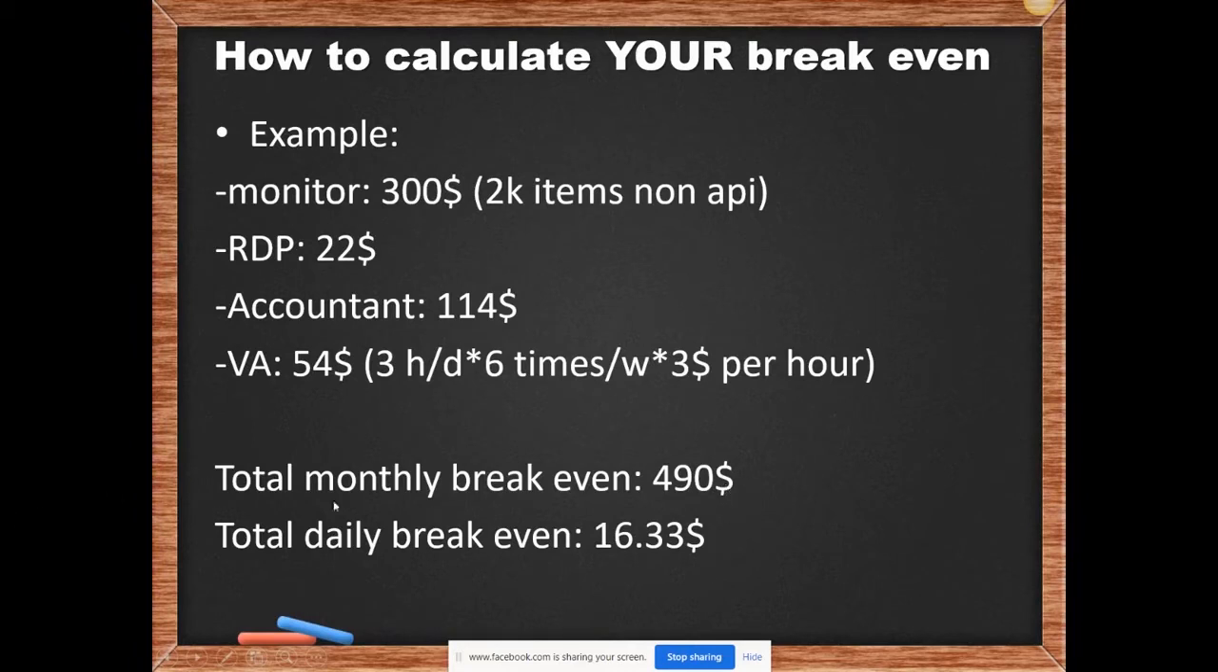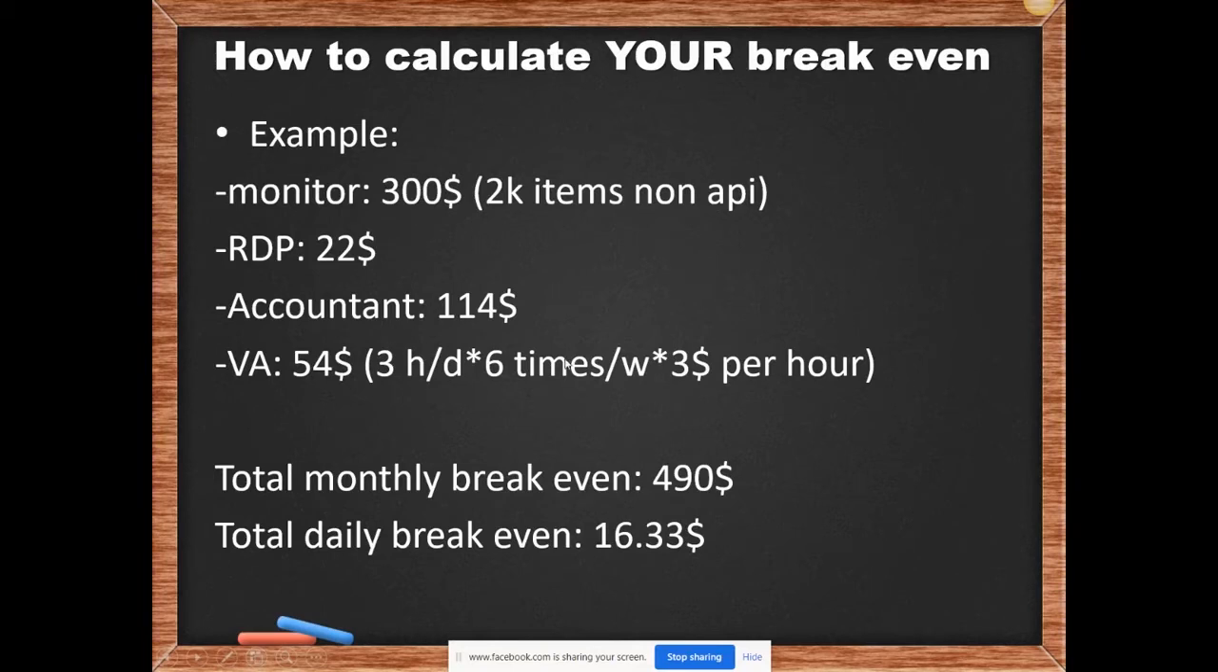Okay, guys? Then if I divide it by 30 days, I get that my total daily break even is 16, let's round it up, $17. Okay, guys, so far make sense? So this is my business break even, okay?